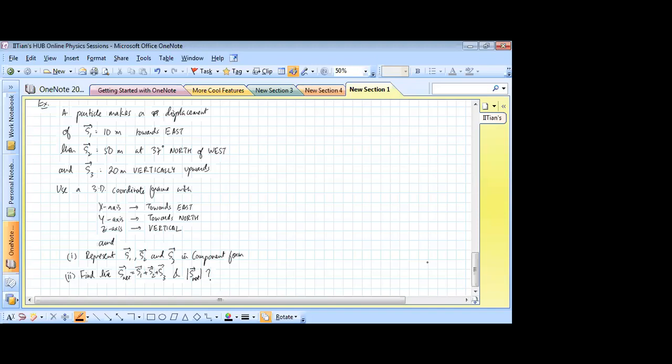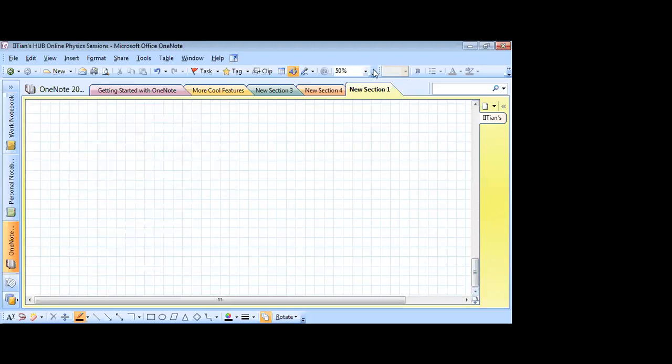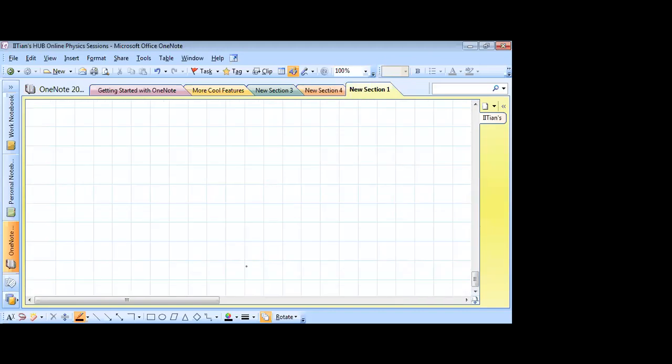Okay, so I've got a lot of people giving me the answers so far, and it seems correct. So first of all, let us try to understand our coordinate frame properly.